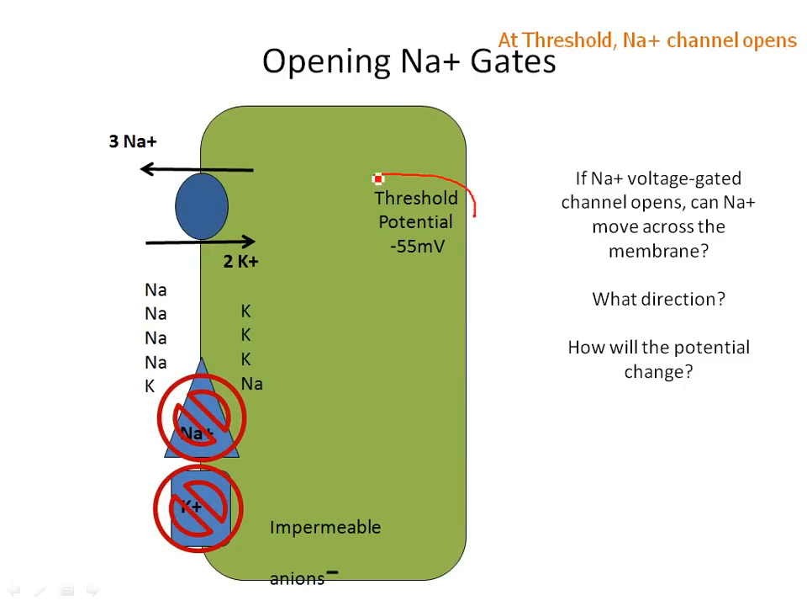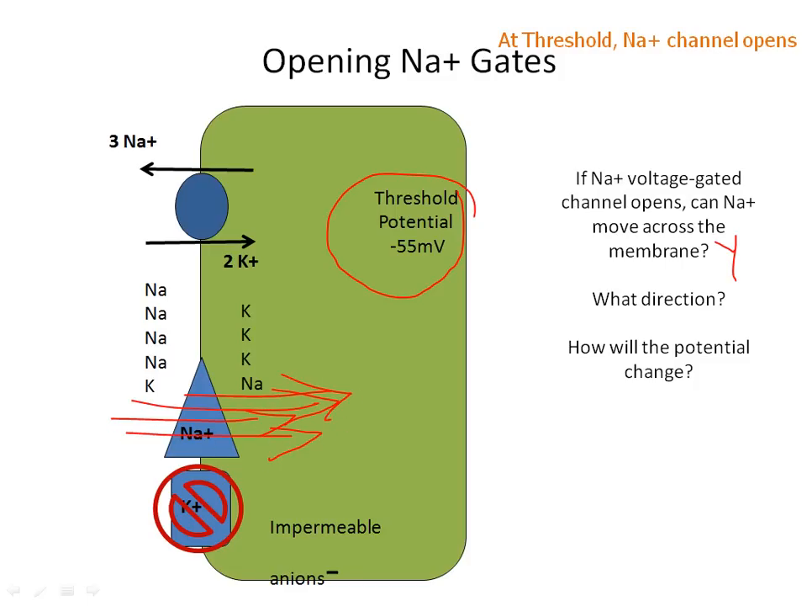At minus 55 millivolts, we have reached threshold. At threshold, sodium's voltage-gated channel opens. If sodium's voltage-gated channel opens, can sodium move across the membrane in large amounts? The answer to that is yes. Well, the next question is, what direction? Sodium wants to follow its gradient. And even though some has leaked, not that much leaked. So once you open the gate, sodium flows into the cell in very large amounts.